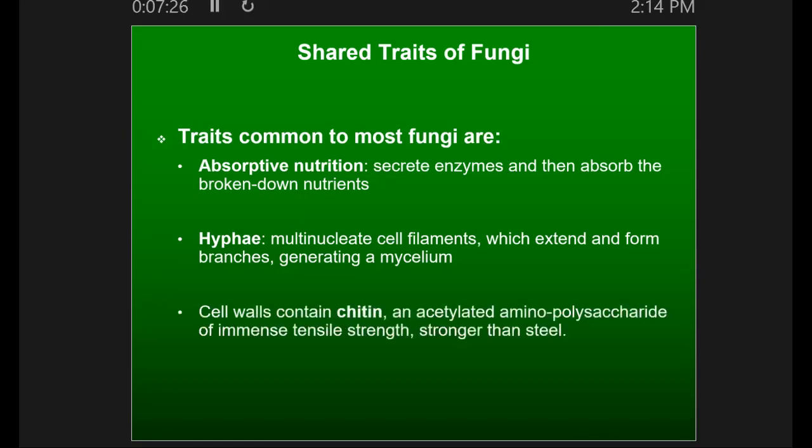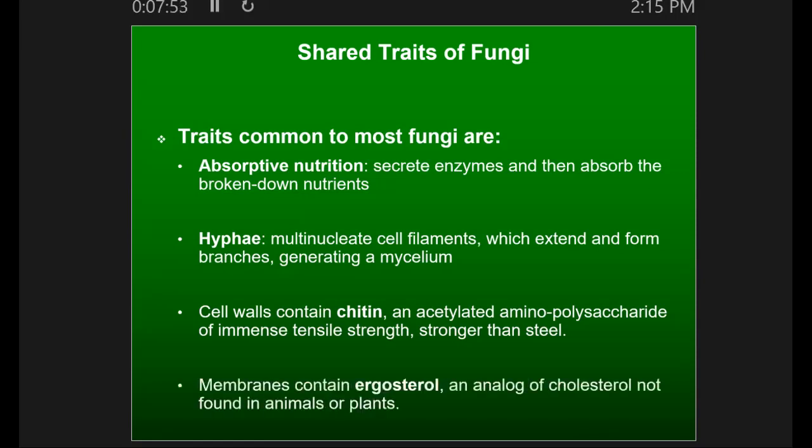The chitin, again, you don't need to know the fancy details, but if you're interested, it's a polysaccharide. So it's a sugar-based molecule, but it's been modified. And what I thought was really interesting is, equal weight of chitin versus steel, it's stronger than steel. So there's been a lot of interest in chitin, whether it's from an insect exoskeleton or the fungal cell wall, because of its strength. It's a pretty interesting part of it.